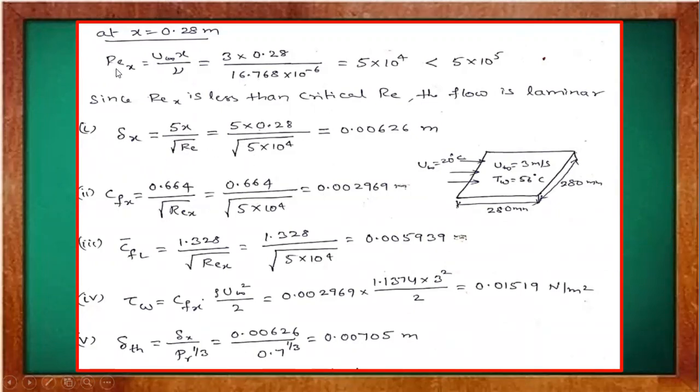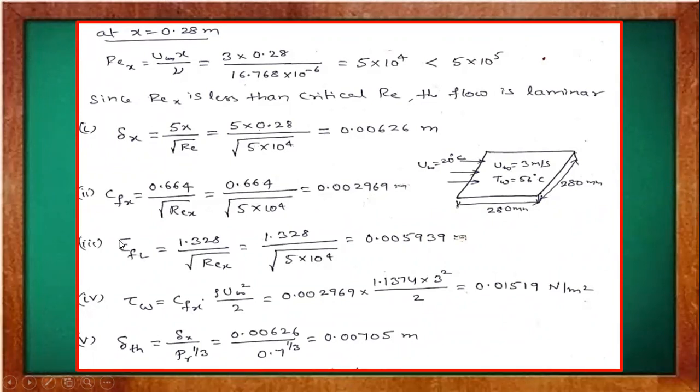That means square root of Reynolds number, 5 into 10 power of 4. So that delta x is given as 0.0626 meters. Then find out the Cfx value, that is the friction factor. What is the friction factor? That will be equal to 0.664 divided by root Re. So this is the friction factor at a distance of 0.28 m, and it is 0.664 divided by root of Re, which is 5 into 10 power of 4. So you will obtain this friction value.